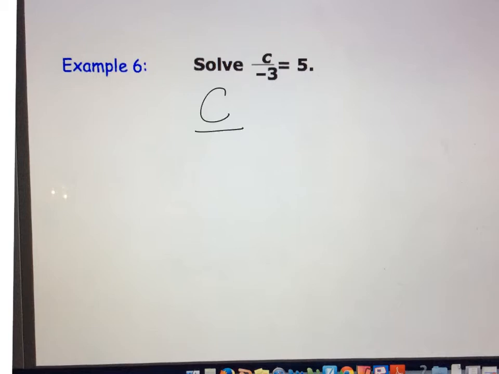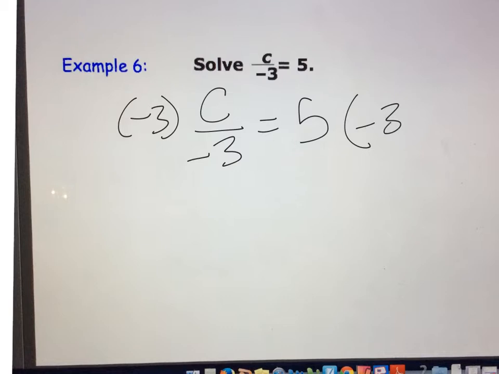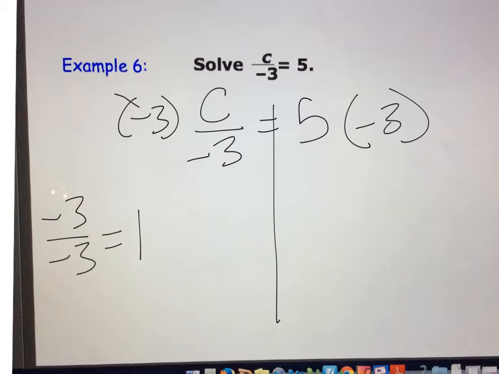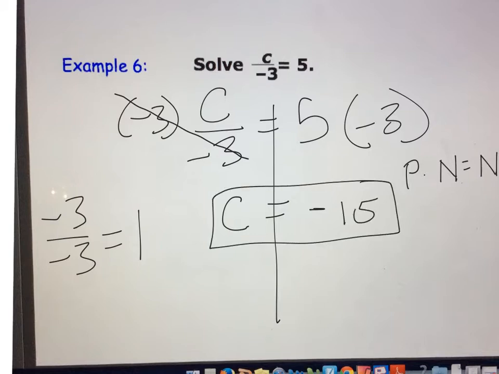In our next example, we have the variable c being divided by negative 3 to equal 5. This c and negative 3 written as a fraction lets me know that they are being divided. Therefore, I'm going to use the multiplication property of equality and multiply by negative 3 on both sides. Just to remind you that a negative 3 divided by a negative 3 will equal 1. So we can use that slash or that 1 to cancel those out. That's going to leave you with a c. On the other side, we have a positive times a negative, which is equal to a negative. 5 times 3 is equal to 15. So our solution should be negative 15.